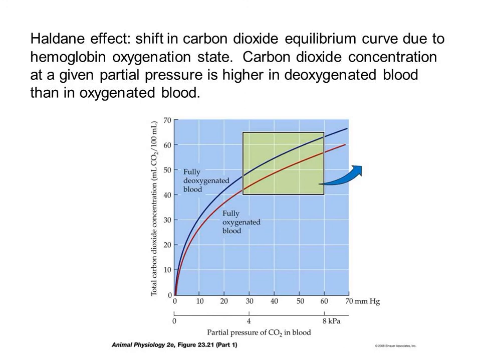If we go to the next figure, what you'll see is what's called the Haldane effect. The Haldane effect has to do with a shift in the carbon dioxide equilibrium curve due to the oxygenated or deoxygenated state of hemoglobin. And from what you can see, when the blood is deoxygenated, there's actually a greater carrying capacity for CO2. When the blood is fully oxygenated, there's a decrease in the CO2 carrying capacity of the blood. So carbon dioxide concentration at a given partial pressure is higher in deoxygenated blood than in oxygenated blood. So ultimately, when deoxygenated blood leads to tissue, increased CO2 levels are going to be able to move into the blood and help remove it from the body. So the Haldane effect is really going to help remove CO2 from the body.